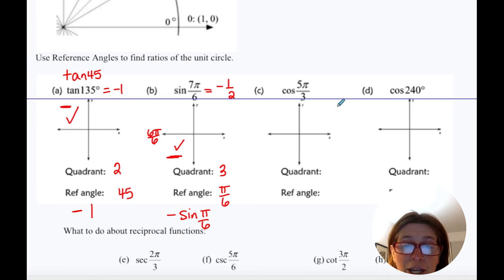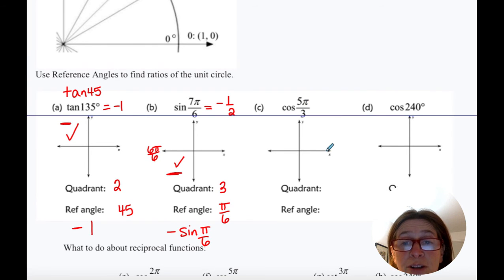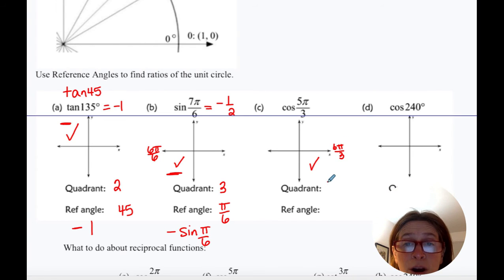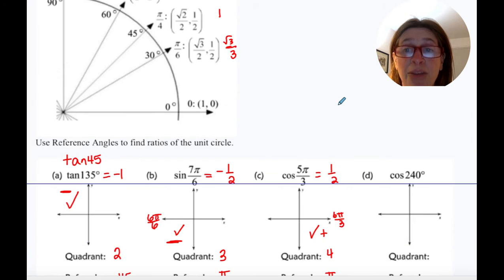Okay, let's try again. Cosine 5 pi over 3. All right, the cosine 5 pi over 3 would be in quadrant 4. Why? Well, because 6 pi over 3 is here, is 2 pi. So I'd be in quadrant 4. My reference angle is pi over 3. So that means that I want cosine of pi over 3. Cosine is positive in quadrant 4, so I really just want the cosine of pi over 3, which is 1/2. See, that's how I'm using these guys and the reference angle.